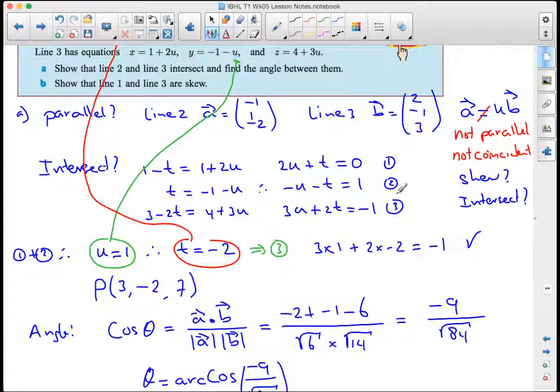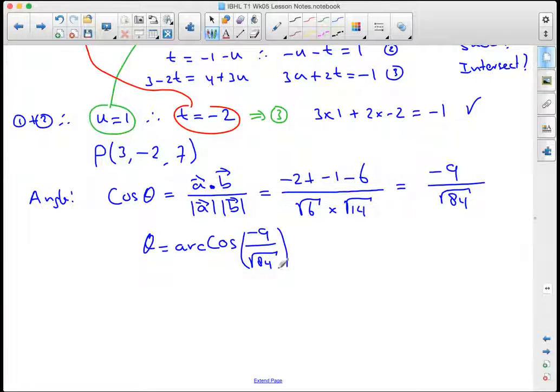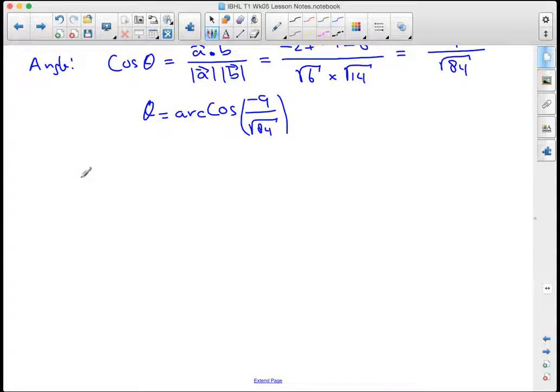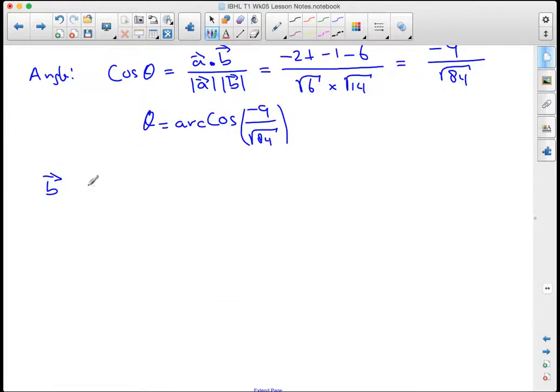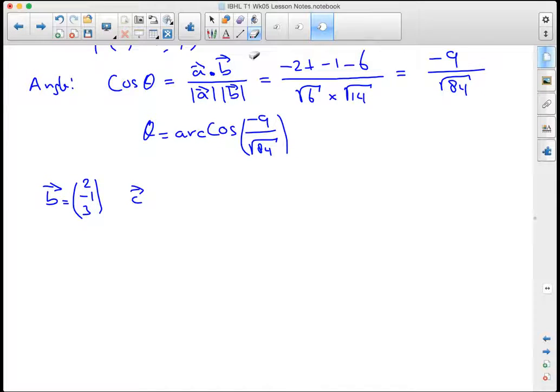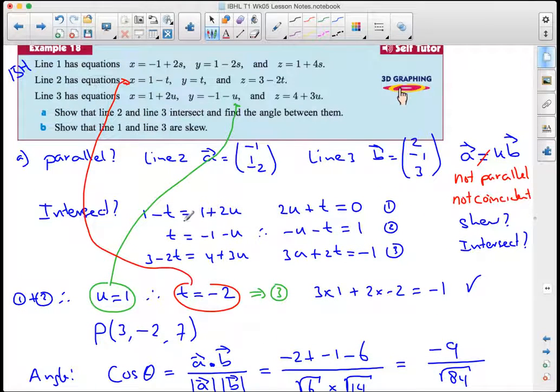For part B, show that line 1 and line 3 are skew. Well, we know line 3, I call that one B, and we had a vector of (2, -1, 3) there. Actually, I don't need the direction vector, do I? I just need the whole line. I need to equate the components of the lines, so this is part B. Let's do it. Line 1 and 3.